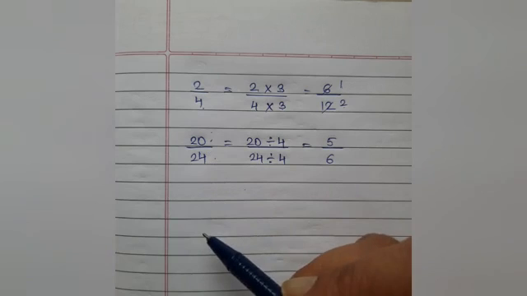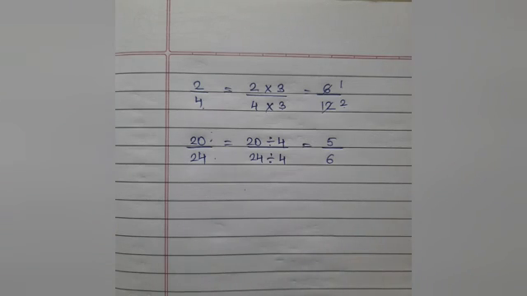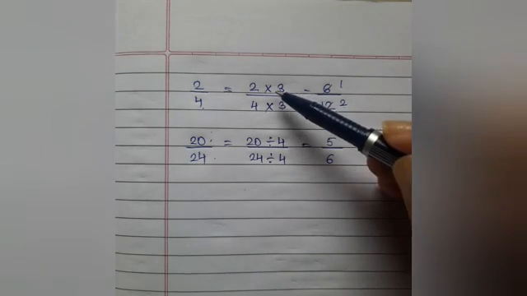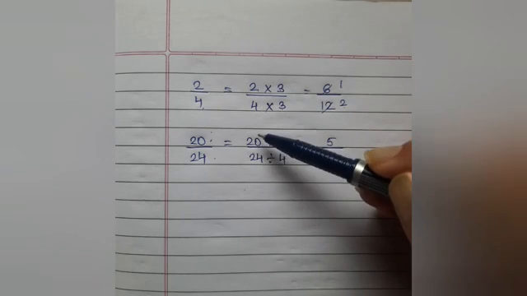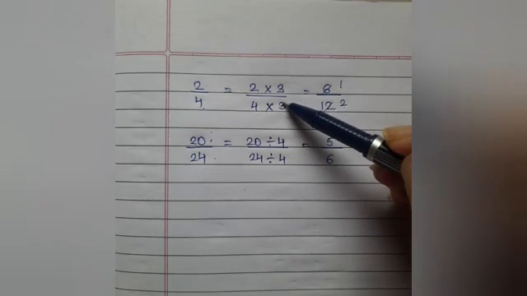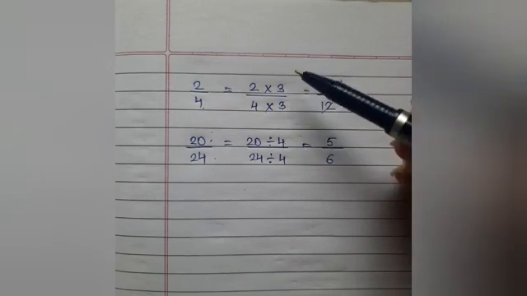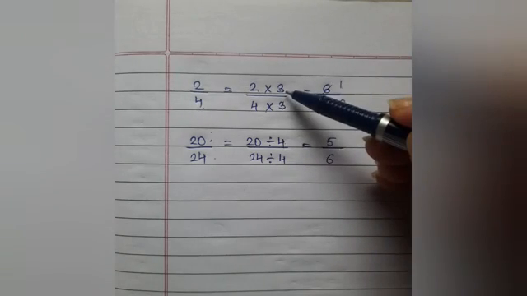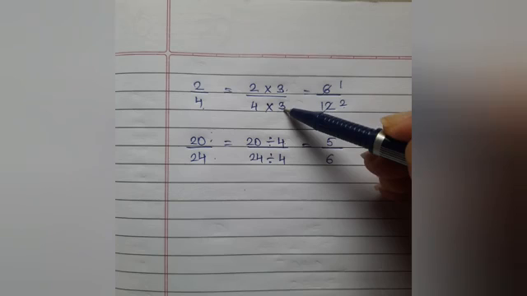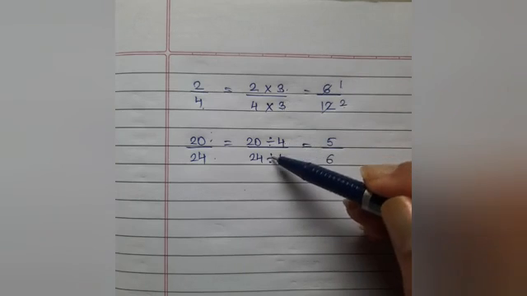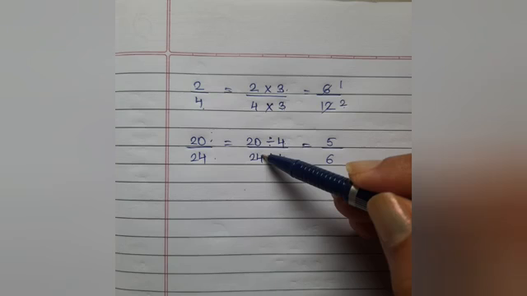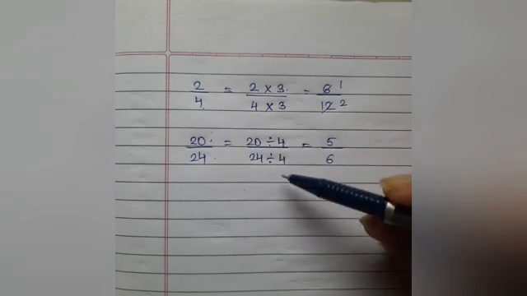Now, as I said earlier, the rule is that you are supposed to multiply or divide the numerator and denominator by the same number only, just like we did here. We multiplied the numerator and denominator by the same number. Here we divided the numerator and denominator by the same number.